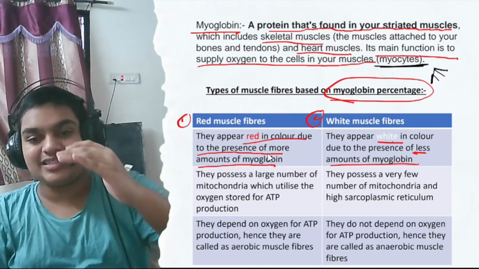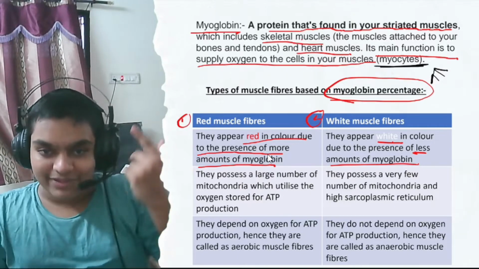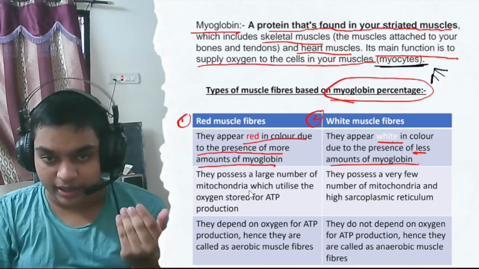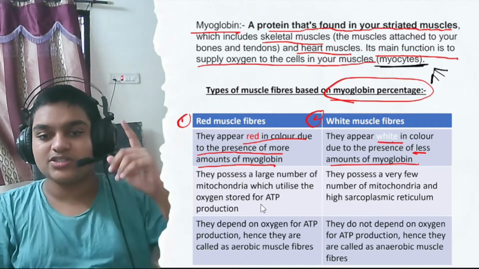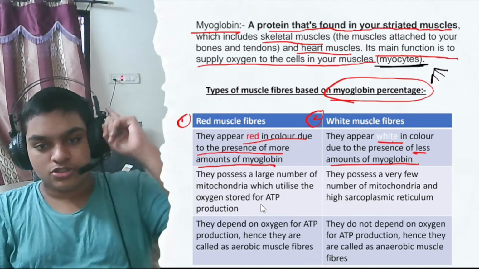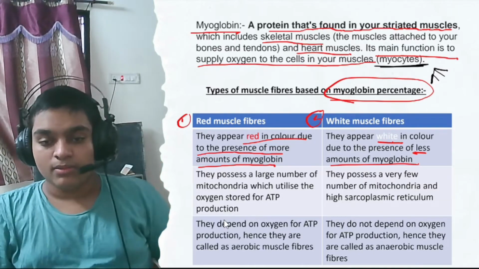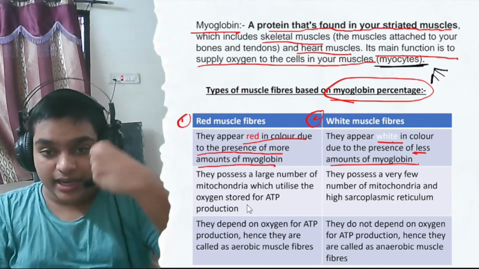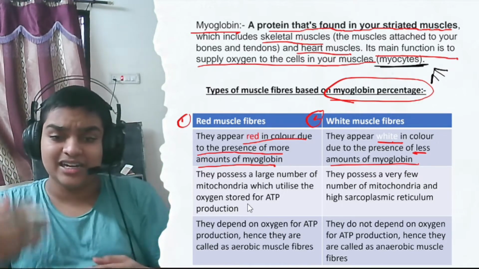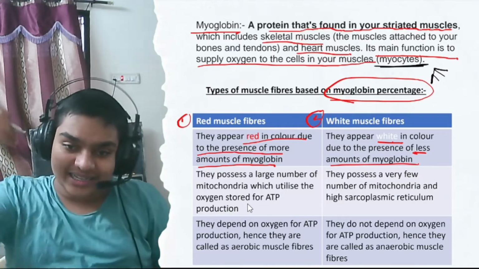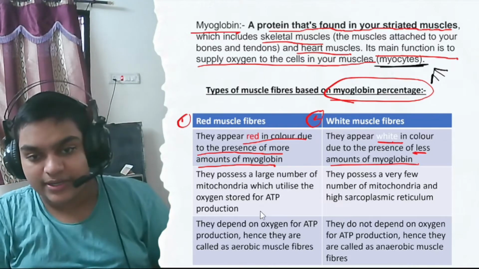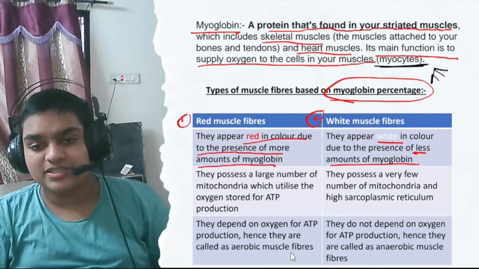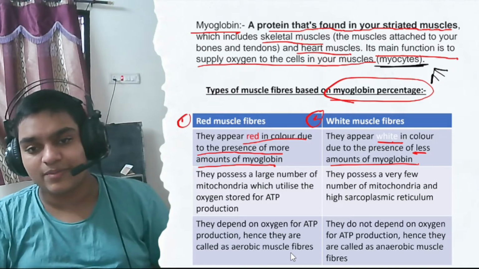That is why they possess large amounts of oxygen. They have a large supply of oxygen. That is why they possess a large amount of mitochondria, which is used to utilize the oxygen stored for ATP production. So that is why they are more active. As they are synthesizing ATP using oxygen, it is called an aerobic process, and the muscle fibers are called aerobic muscle fibers.